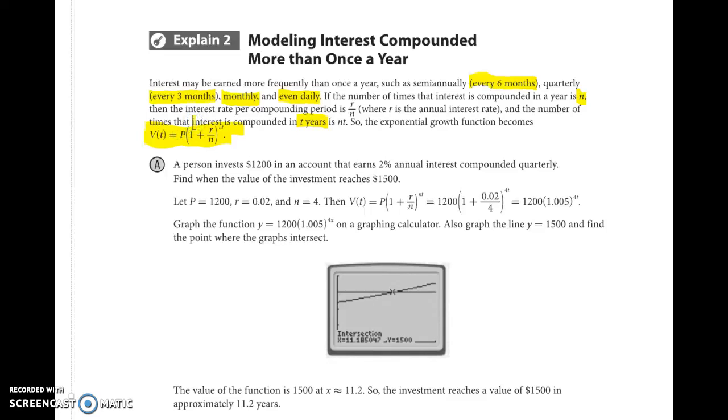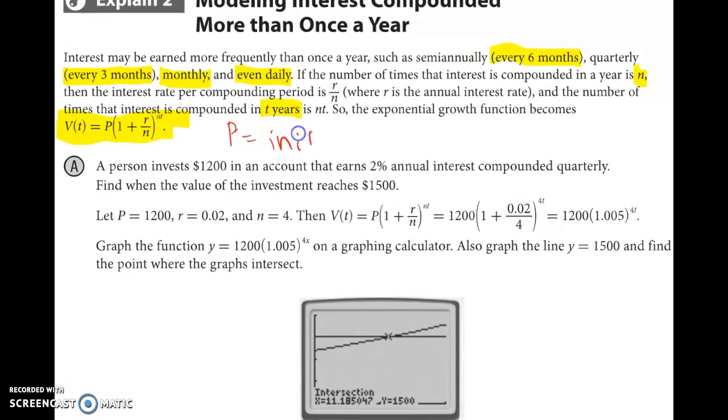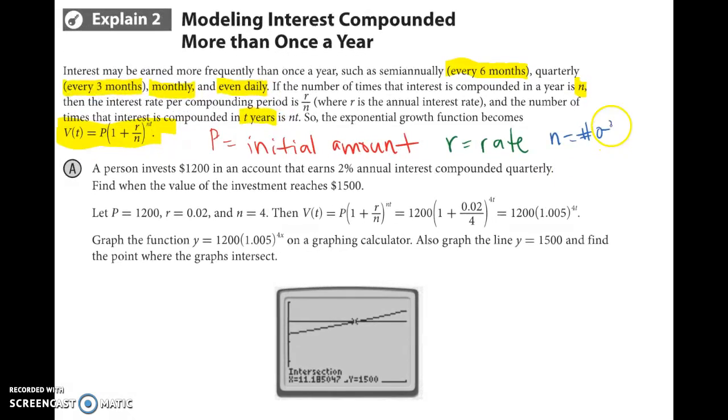So it's really important that you understand what each one of these represents. So P is your principal or your initial amount. R, we said, was your rate. N is the number of times that it's compounded. And then T is the number of years.